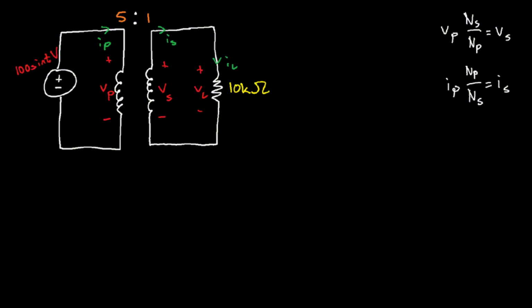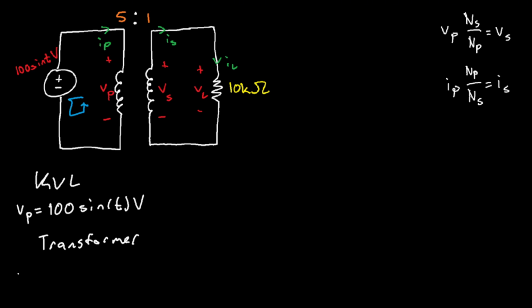So let's go ahead and start off this problem with KVL. Most of the time, you're going to start off with KVL, trying to find the voltage, your primary voltage. Sometimes the problem does give you the voltage at the load first, so you can do that as well. But let's go ahead and use KVL. If I use KVL here, we're going to figure out that V of P is equal to 100 sine of t volts. If we use the transformer formulas, we're going to get V of P times N of S over N of P is equal to V of S, correct?